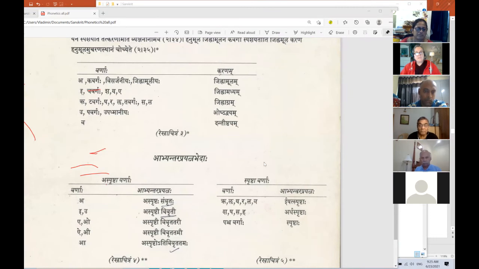So here we can see with karanas what is being articulated by which sounds. The i, the chavarga and sha, ya are articulated by jihvamadhyam, the middle of the tongue. So jihvamulam, jihvamadhyam and jihvagram. And the tip of the tongue articulates cerebrals and dentals. And finally the lips, oshthadvayam, articulate the pavarga and the u sound.